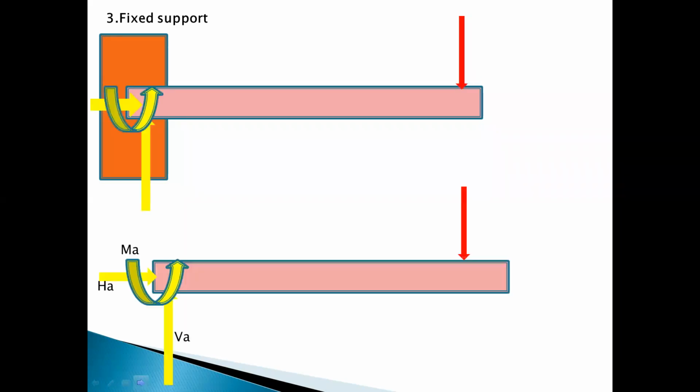And this is the fixed support. It will not allow rotation or free movement, horizontal or vertical. So it will have three reactions: HA, VA, and the moment reaction.